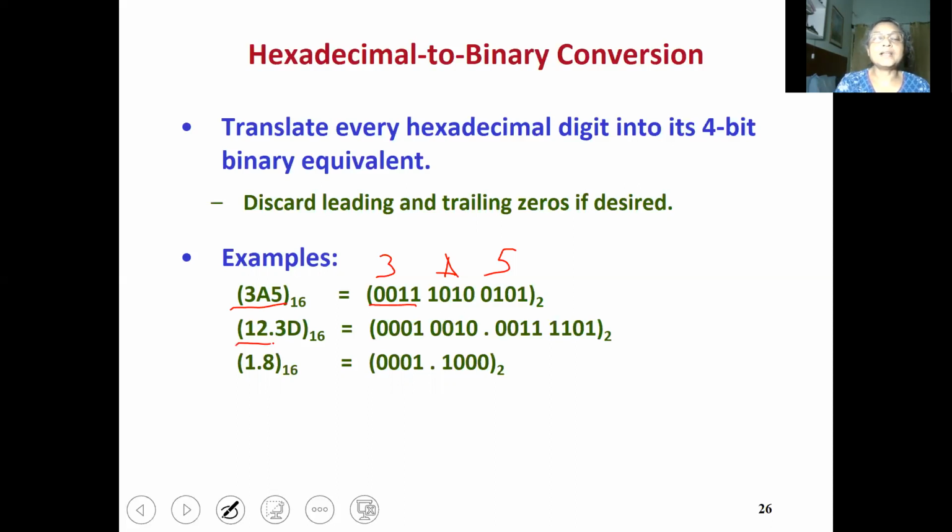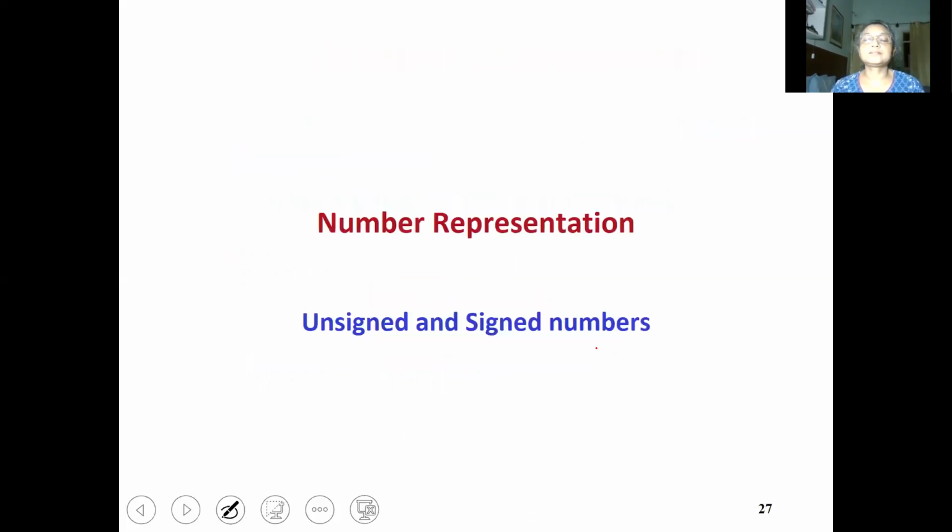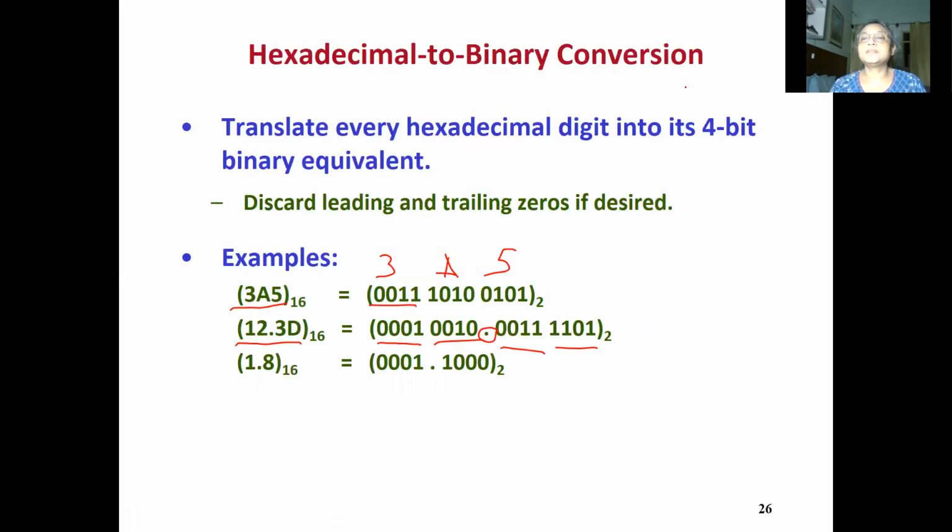How do we write 12.3D? For 1, we get 0001. For 2, we get 0010. Then we put the point here. For 3, we get 0011. D is 1101. Okay. So is this all right?